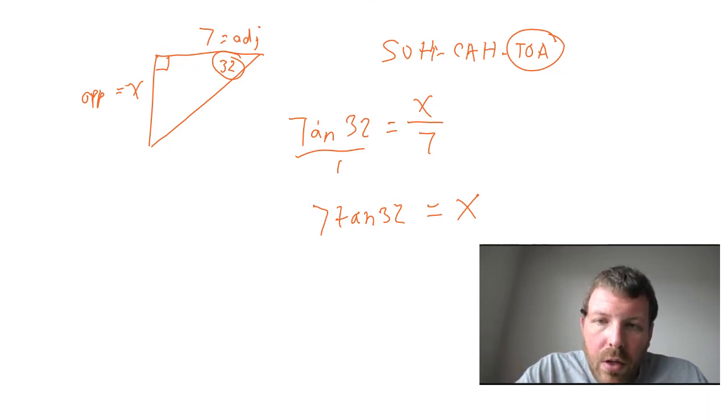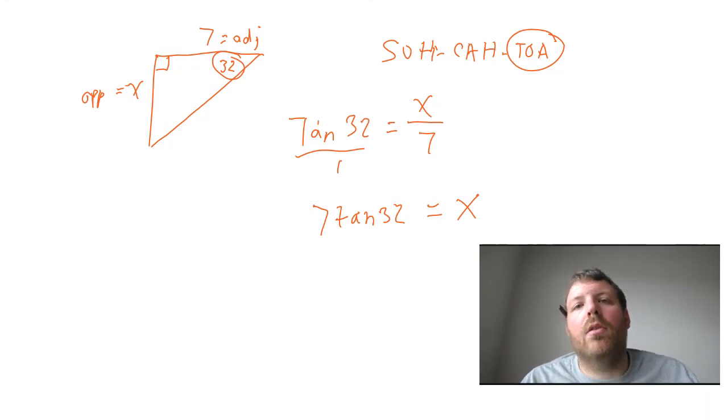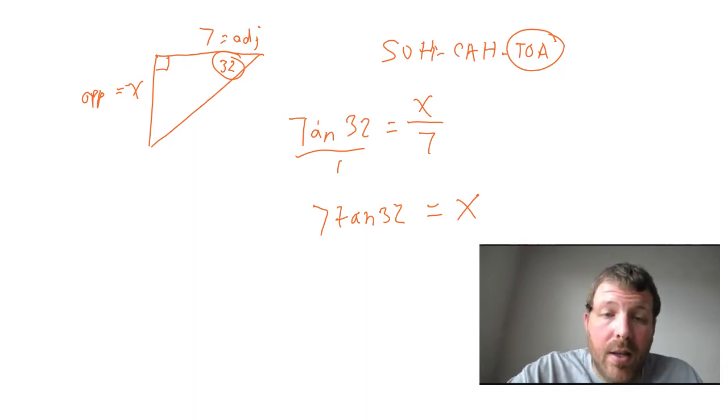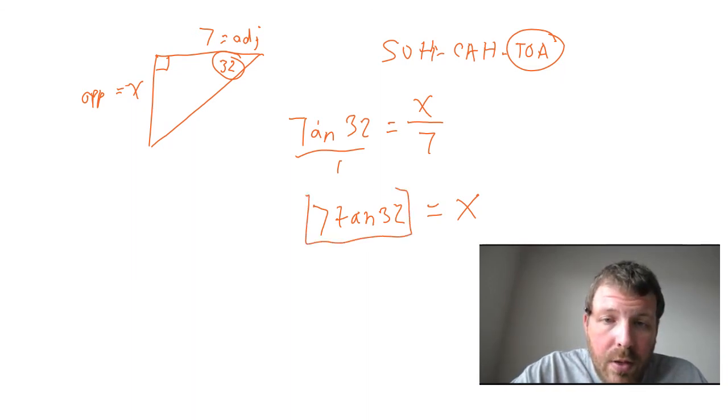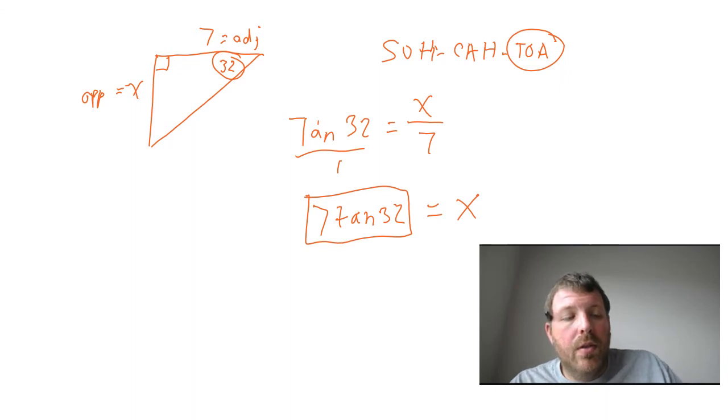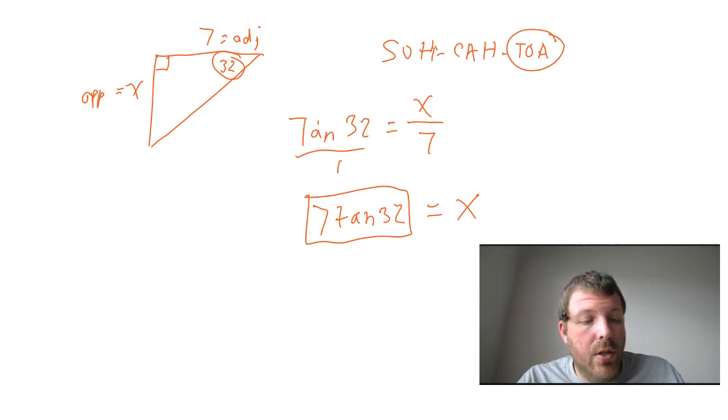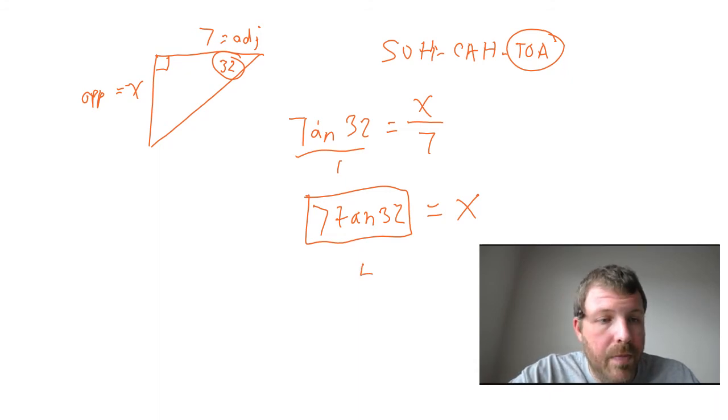Now, if you look, x doesn't have anything with it, and so we actually just have to put this in the calculator the way it looks, 7 tangent of 32. And that's going to be 4.37. So x is equal to 4.37.